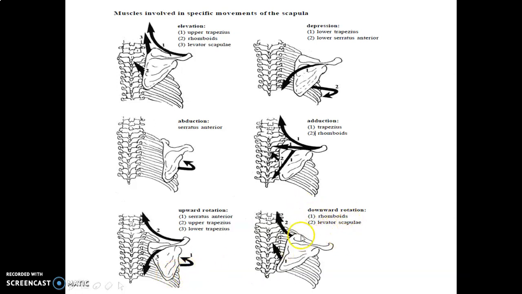Downward rotation naturally is towards the medial side, by the rhomboids again, the major muscle. The rhomboids function to produce a downward rotation. Normally, downward rotation means bringing back the scapula from upward rotation to the neutral position. And a mild degree of downward rotation may happen from the resting position of the scapula.